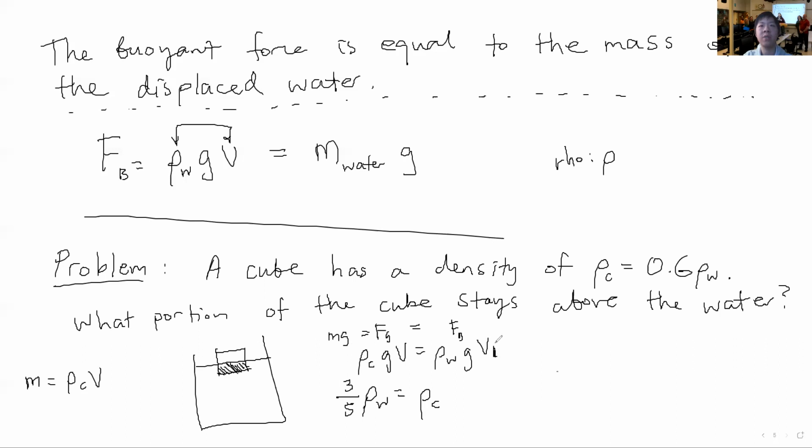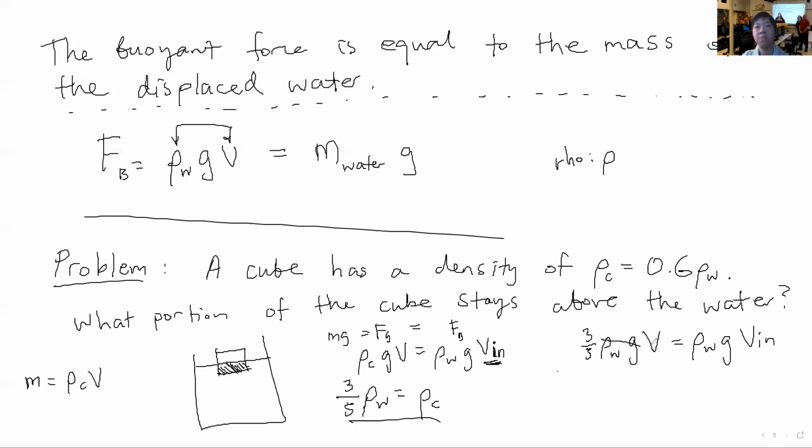So I'm actually going to call this a different name, V in, right? So this is the volume of the water that's displaced, or in other words, the volume of the box that's inside. All right, okay. So now that I have this as well, I can plug that in. So I get 3/5 rho W times G times V is equal to rho W times G times V in.